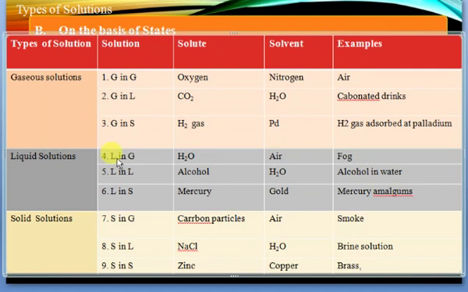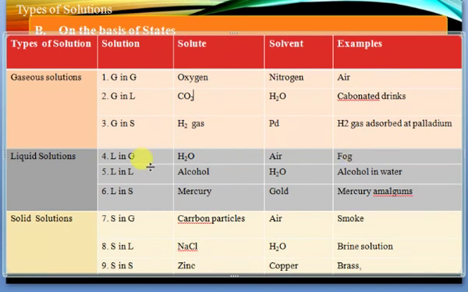The second basic type is liquid solution. Here, liquid and gas is the fourth type. Water is a liquid and air is a gas. So when water, which is a liquid, goes into air, it makes a fog. So fog is an example of liquid solutions. Other examples apart from fog are mist or humidity, and air is also an example of liquid and gas solutions.